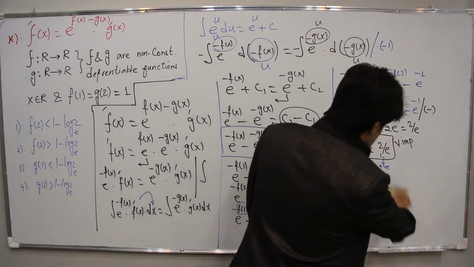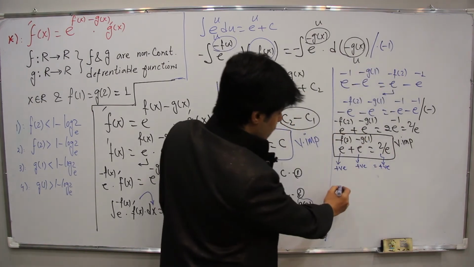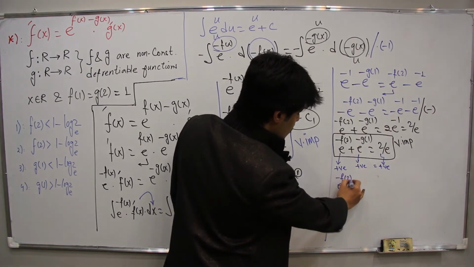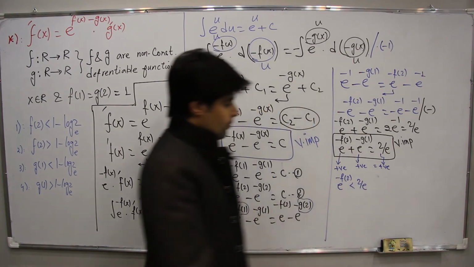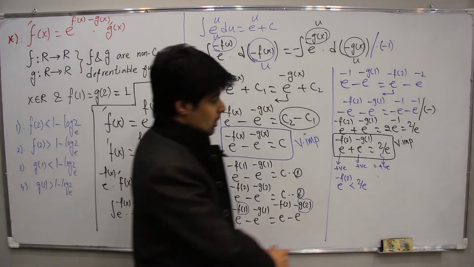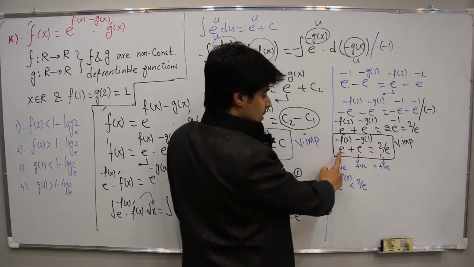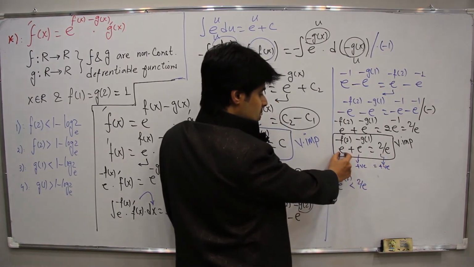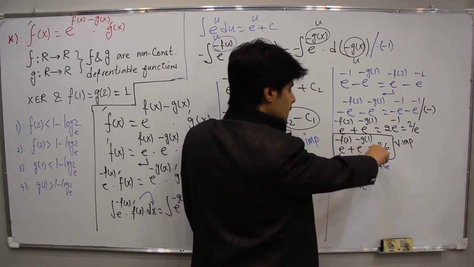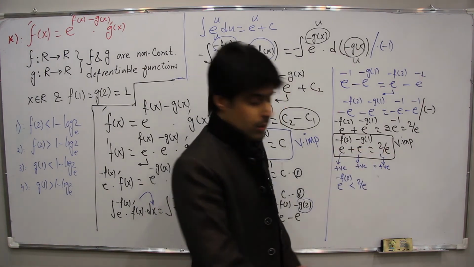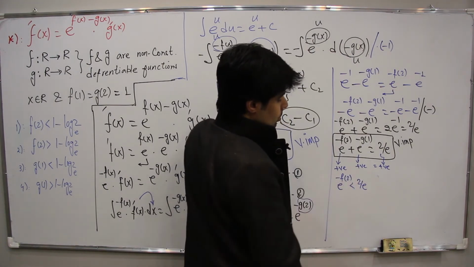Now from this result we can say that e to the power minus f2 should be less than 2 upon e. It should be. Why? Because it's a positive number, the summation is equal to a positive number, this number is positive, this positive must be less than 2 upon e, and this one also must be less than 2 upon e. So we can have e to the power minus f2 is less than 2 upon e.